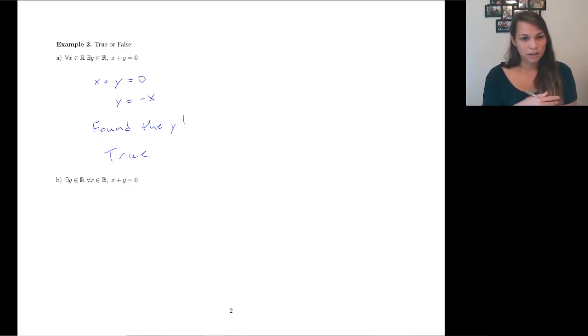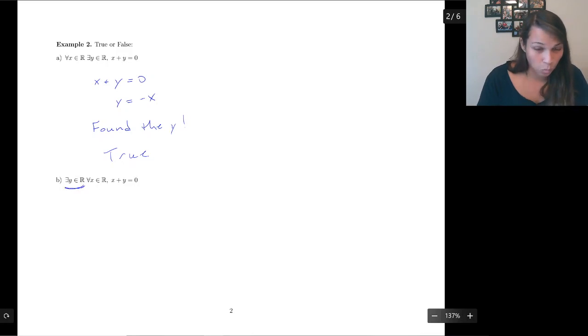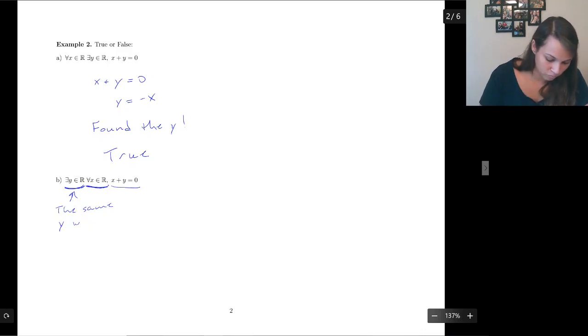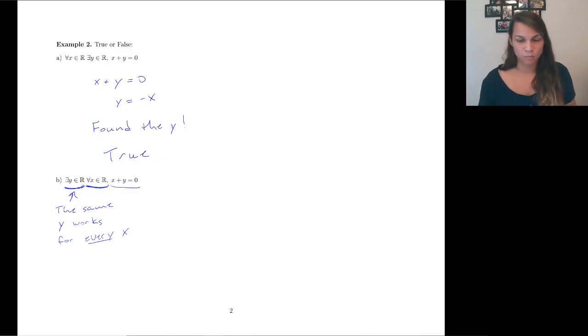Let's swap the order. So there is a y such that for all the x's, their sum is 0. That means the same y works for every x. That is what this is saying when we have the there exists first. You're like, really? I don't think so. And it's not true. Very easy to find a counterexample.